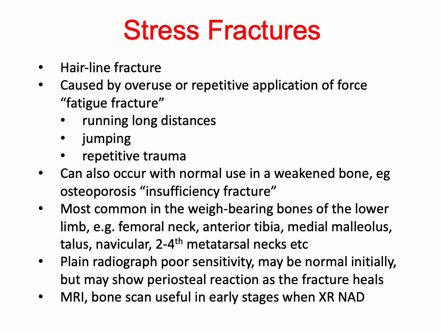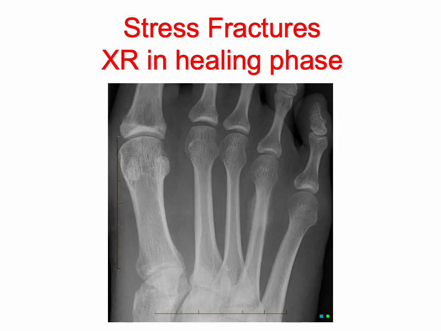Plain radiographs have pretty poor sensitivity and can be normal, but as the fracture heals, it might show periosteal reaction, callus formation. MRI and bone scan can be more useful when an X-ray is normal. So here we can see that there's a healing fracture of the shaft of the fourth metatarsal. You can see the callus formation here.